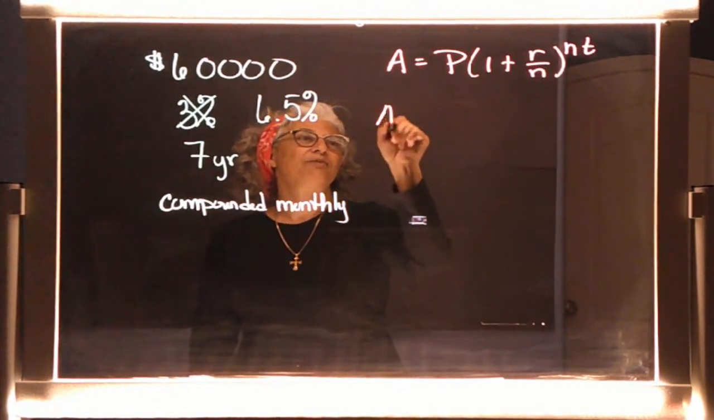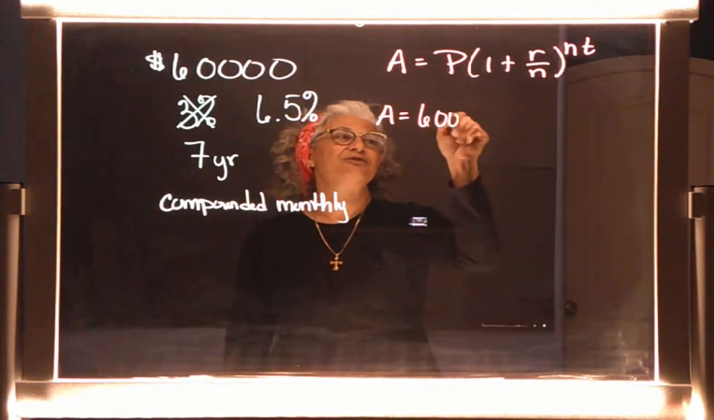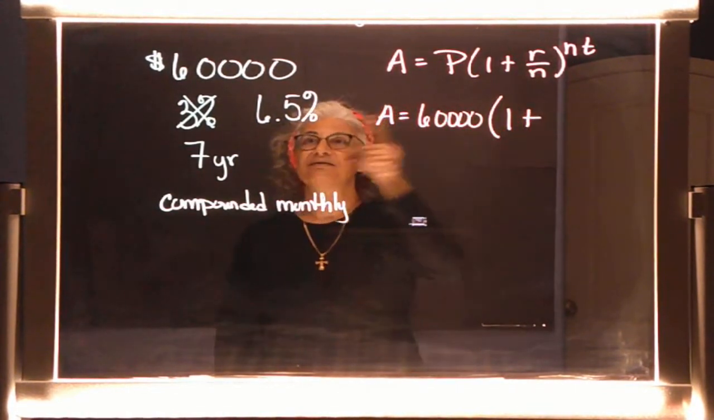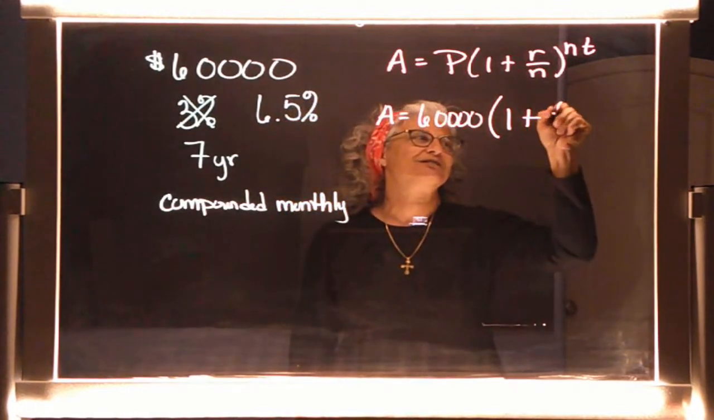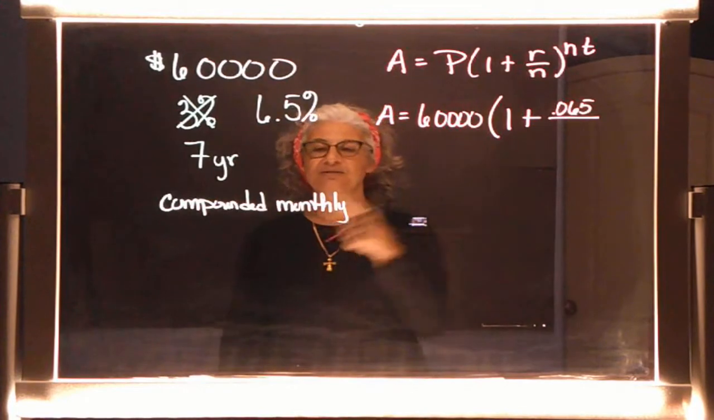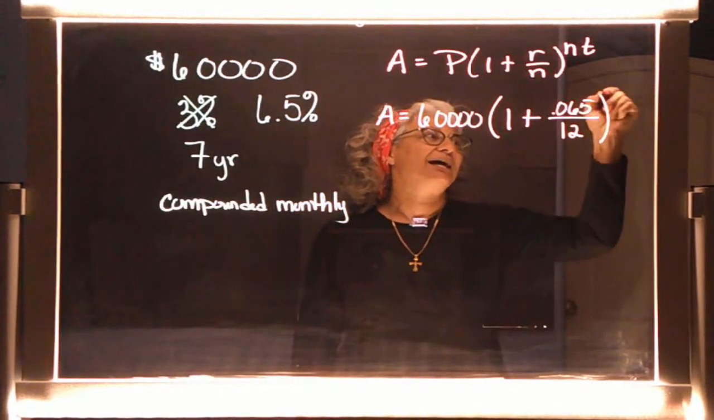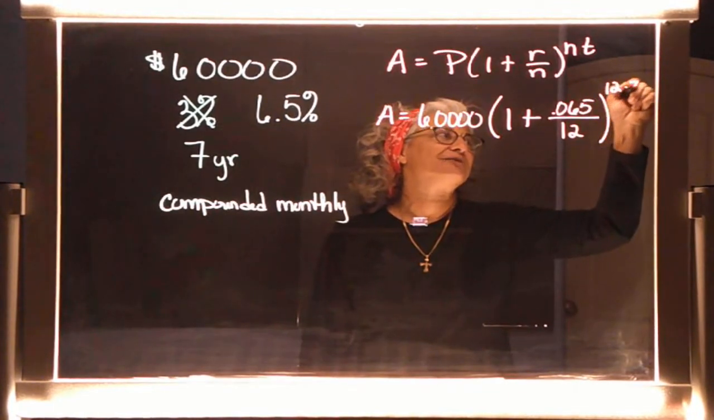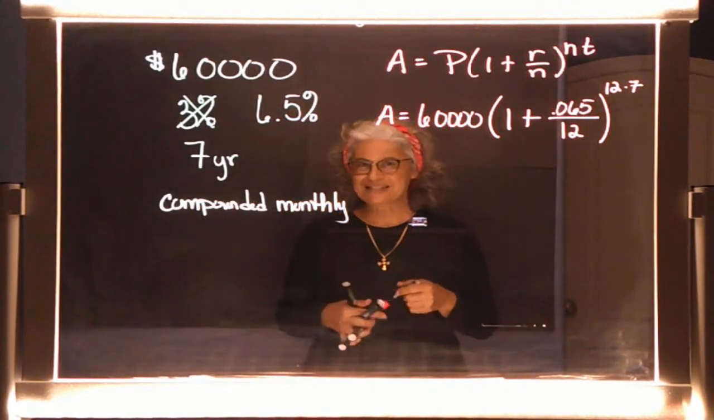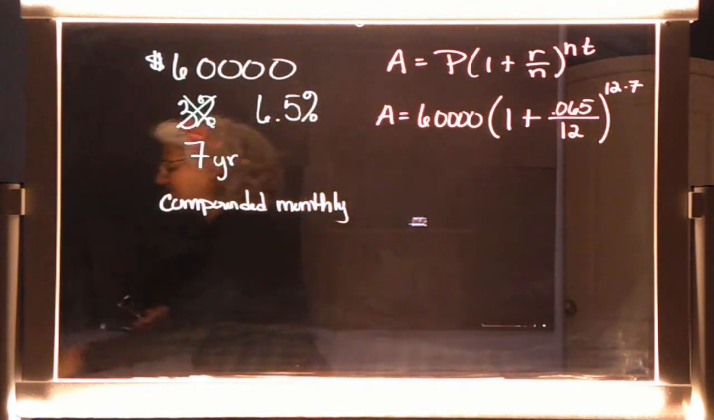And I want to know how much we're paying at the end of the 7 years. My principal is $60,000. My rate was what? That's right, 6.5%. Oh dear. N is compounded monthly. That's good, 12. And 12 times 7 years, right? So let's see how much you end up paying for this car at the end of that 7-year period.